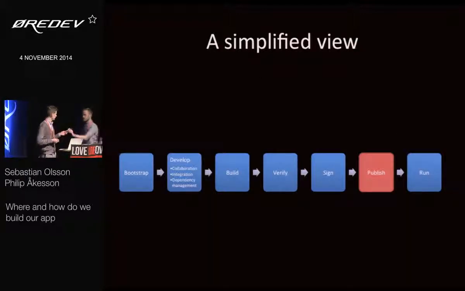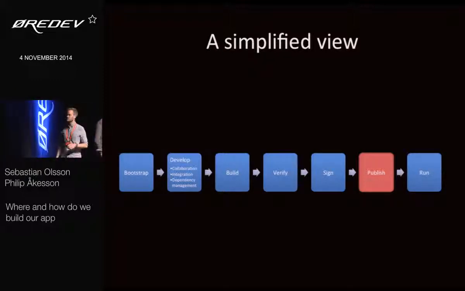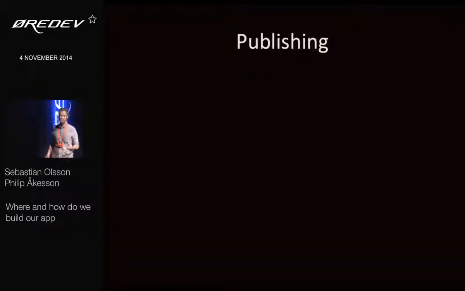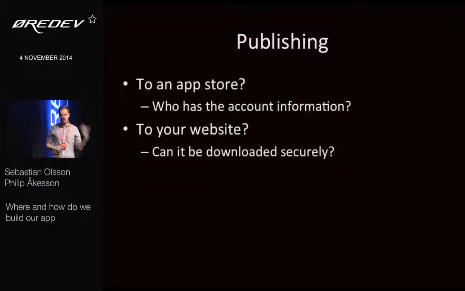I'm going to talk real quick about publishing your app after you've actually built it and signed it and verified it and what have you. Often you publish it somehow. Sometimes you just deploy it to your application server and then you're done, perhaps. If you publish it to an app store, who has the account information? This might seem obvious, but sometimes a lot of people have it, and then they have parts of your identity as a publisher.